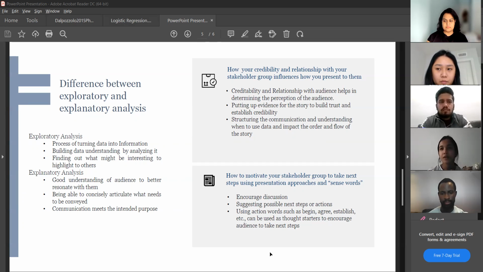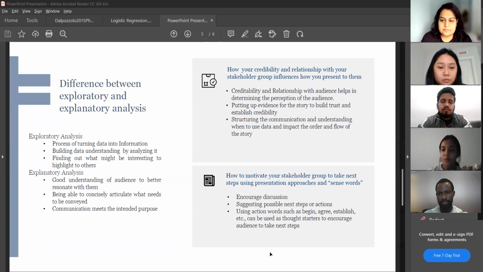Presenters might be confused between these two, and it's a natural urge to convey all the things that we found in the exploratory analysis, and that might be a mistake. So it should be concise, and we are presenting only the facts and insights that we found in the exploratory analysis. Also, the relationship that we have with the stakeholder and the trust they have in us determines how the communication is structured, and it also has an impact on the overall flow of our story, the whole presentation. And also, it's important to motivate our stakeholder group while we present to them.